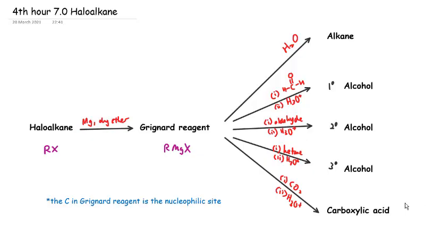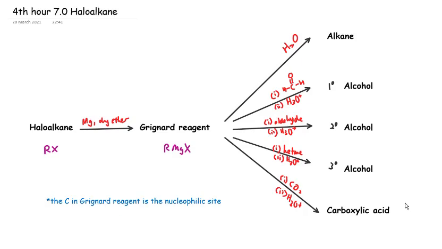Hi class, this is our fourth hour for chapter 7 Haloalkane. In this hour, we are going to look further into the chemical properties of haloalkane. In this video, we are going to learn how to use Grignard reagents to produce different products.